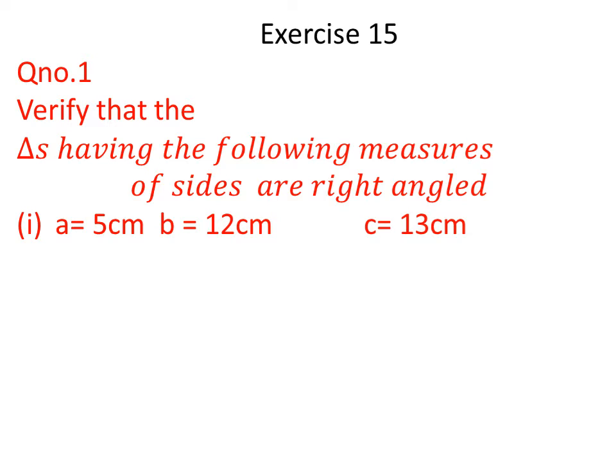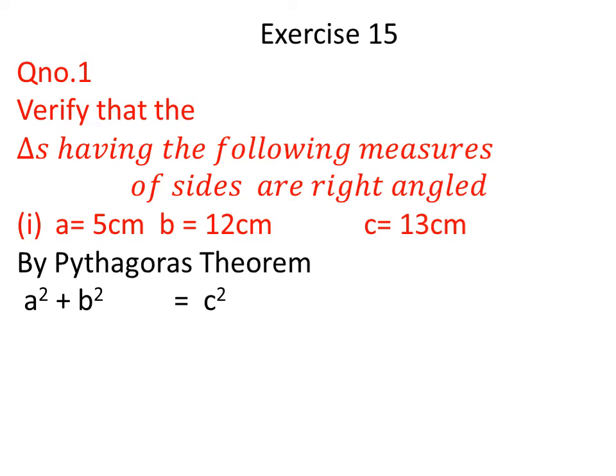We have to prove that if the sides of a triangle are equal to the given sides, then this is a right angle triangle. We will prove it by using the Pythagoras theorem, because in the Pythagoras theorem, in a right angle triangle, hypotenuse square is equal to base square plus perpendicular square. Here C is considered as the hypotenuse, so we write C square on the other side. We will prove that these two sides are equal.